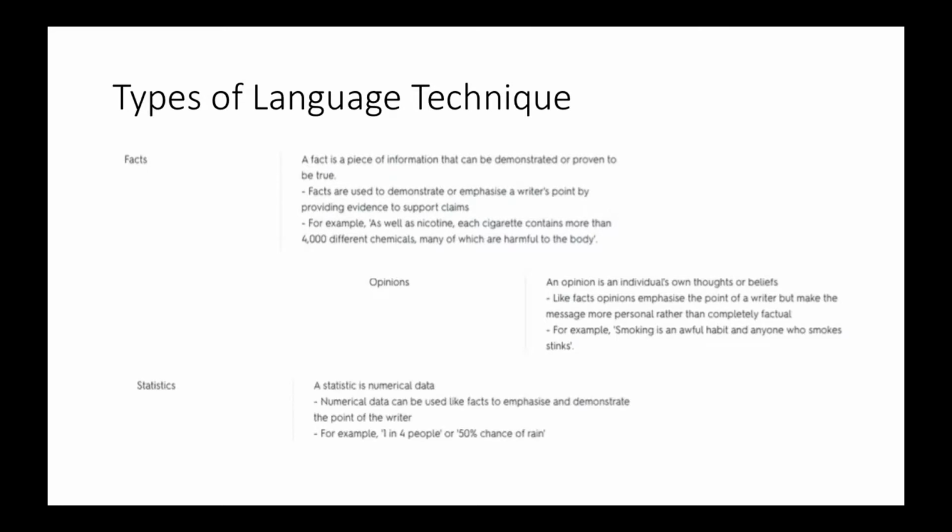Statistics. So a statistic is like numerical data that could be found. So for example, 1 in 4 people or 50% chance of rain, something like that.